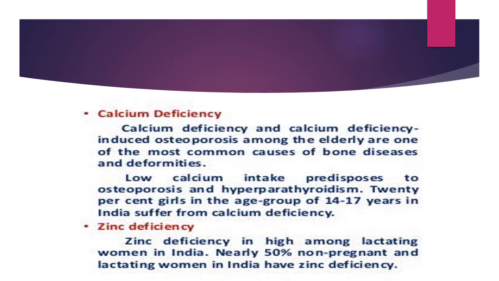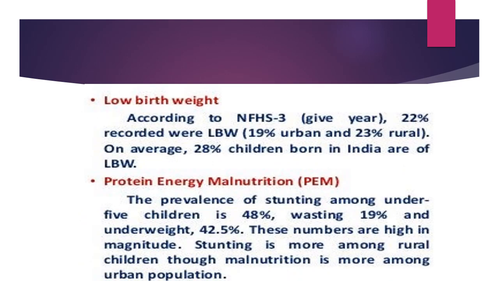Then comes zinc deficiency, which is high among lactating women in India. Because of that, you know very well that pregnant women, in the third month, are told to take calcium tablets and zinc tablets. In India, about 50% of non-pregnant and lactating women have zinc deficiency. Then comes low birth weight. It is very common in India: low birth weight babies are 19% in urban areas and 23% in rural areas.